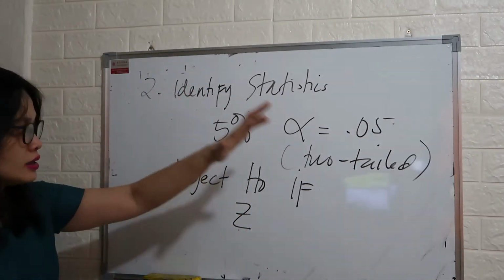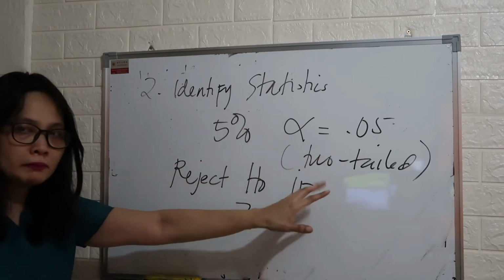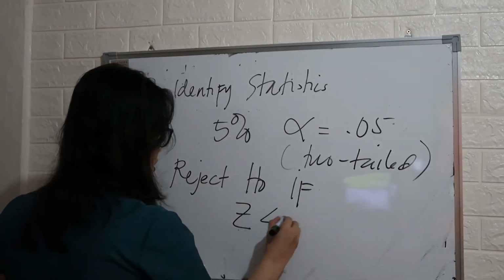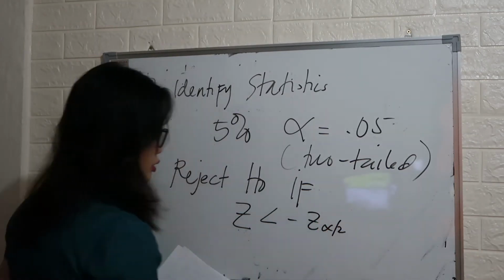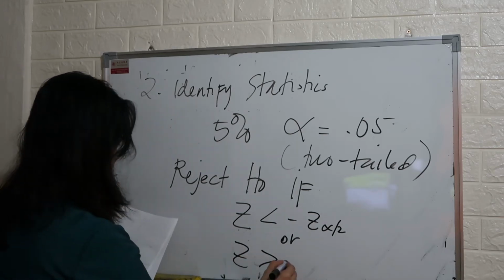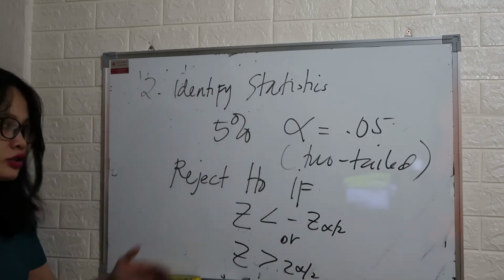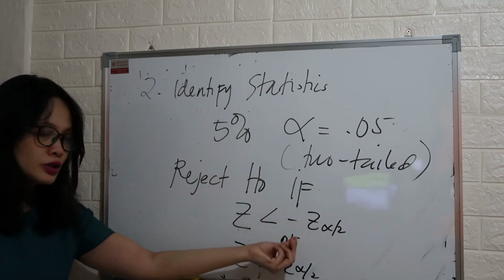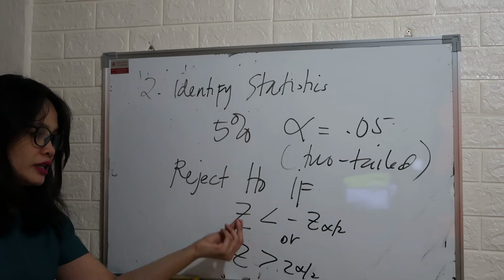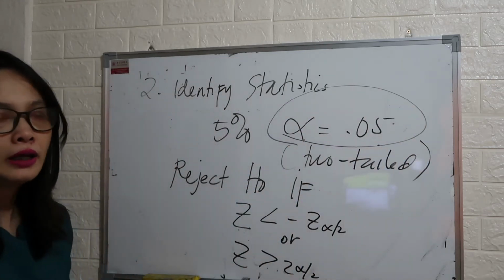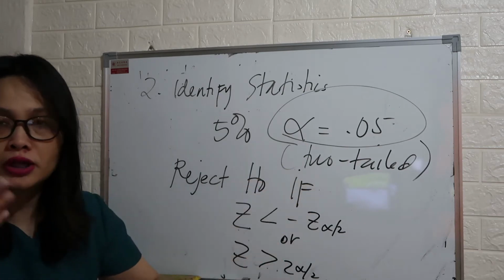So going back, identify the statistic: alpha is 0.05, and it's two-tailed based on your alternative hypothesis. So reject HO if Z is less than negative Z alpha over 2, or Z is greater than Z alpha over 2. Only two conditions. But the given alpha is 0.05.